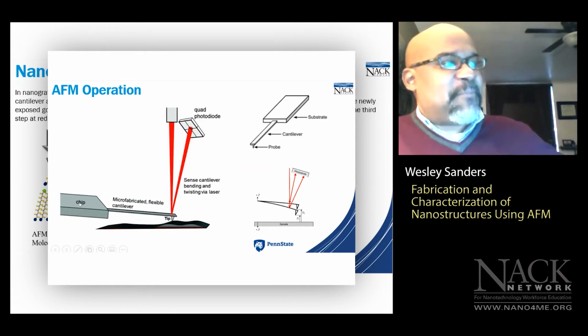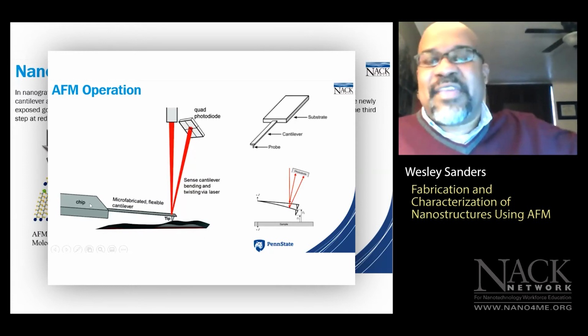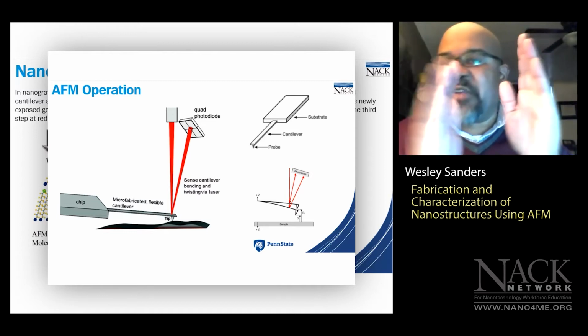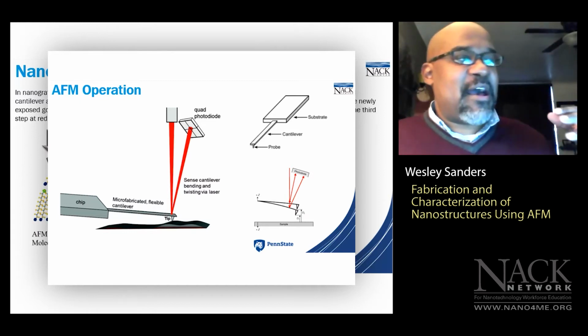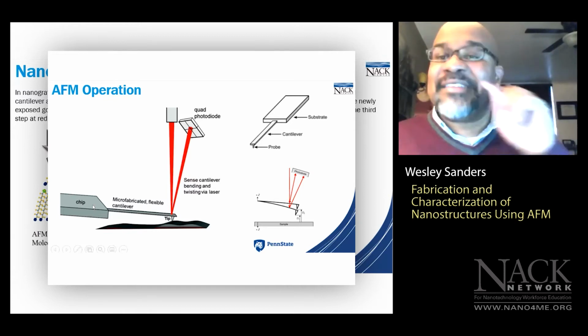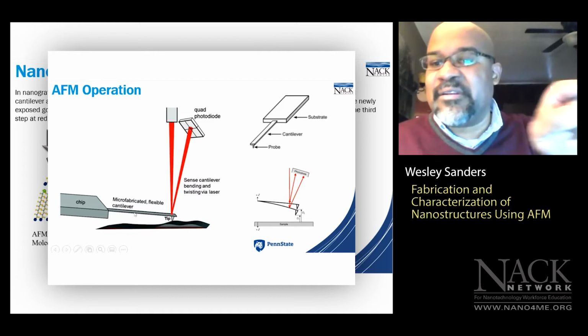And so the chip is mounted inside of the scanner. And then we type in the scan size or the area that we want to scan across our sample. And then the AFM electronics sends these appropriate signals to the scanner so that the tip is moved across the appropriate region.